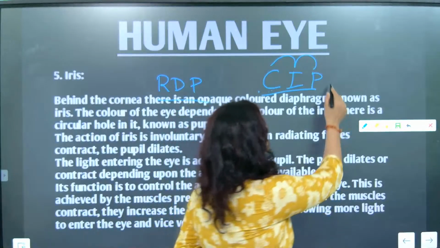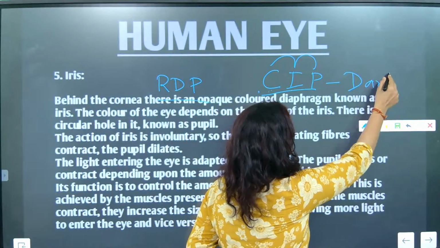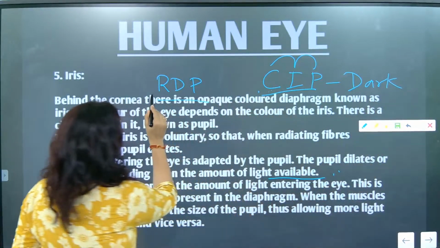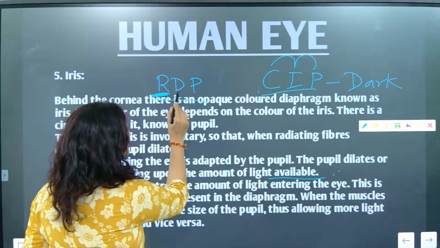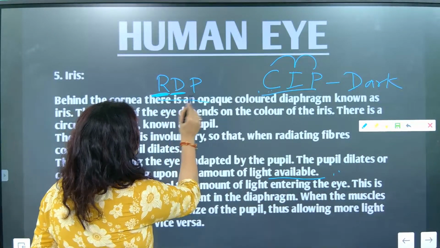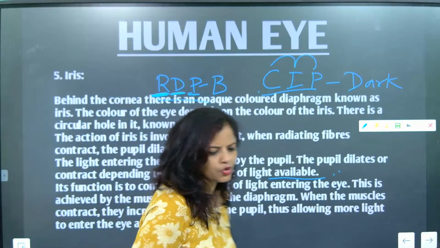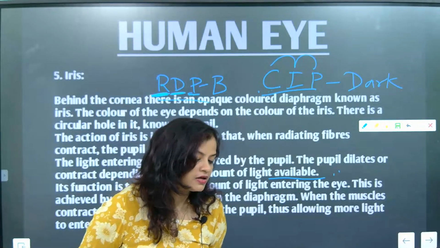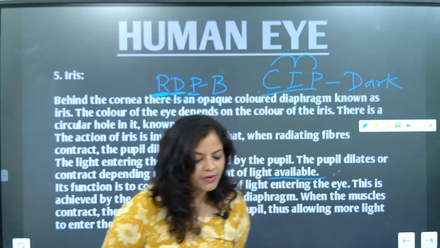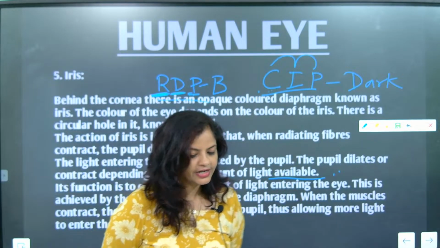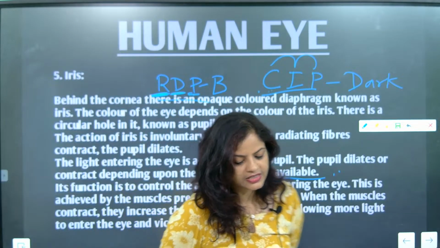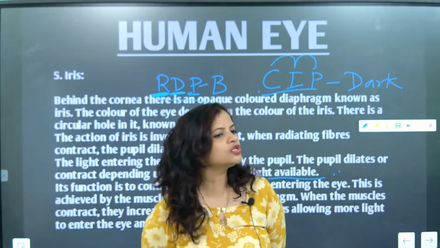And where is it done? Dark room. Understood? Relaxation of the iris will decrease the pupil size, and it is exactly done in a bright room. Absolutely correct, students. It is done in a bright room. Did you understand the shortest way?